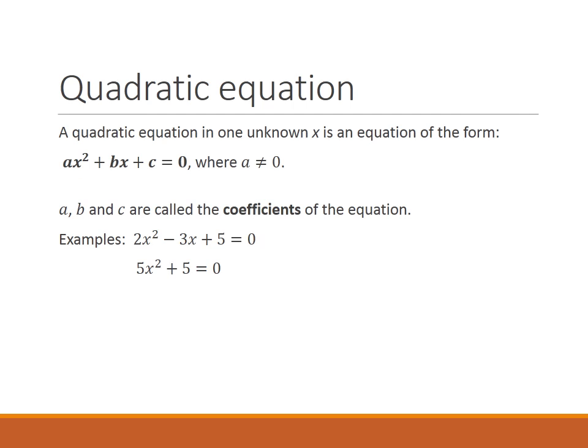For example, 2x squared minus 3x plus 5 equals 0. This is a quadratic equation of second degree. We have also 5x squared plus 5 equals 0. This is also a quadratic equation where b in this case is 0. It's possible, but a cannot be 0.